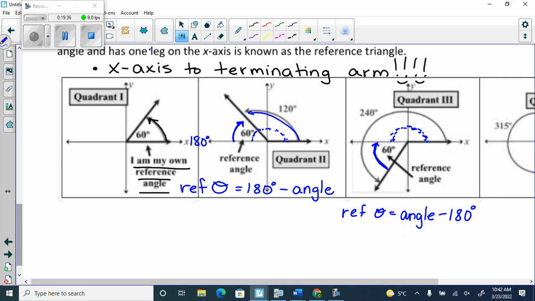So if I went 240 minus 180, I have 60, which is what's left there. You see that? The reference angle for quadrant 1 is the angle. For quadrant 2, it's just 180 minus the angle. For quadrant 3, you do the whole angle and you subtract off that semicircle, 180.